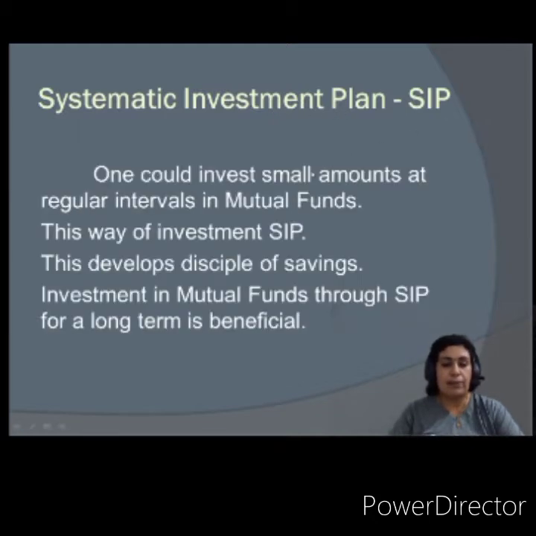Then next is systematic investment plan, that is SIP. Systematic investment plan. What is it? See, one could invest small amounts at regular intervals in mutual funds. You must have heard, per month pay 500, and then at the end of some years you will be getting this amount. At regular intervals, what you pay, that is called systematic planning. This way of investment is systematic investment plan. This develops discipline. Spelling is wrong, sorry for the typing mistake. It is discipline, discipline of savings.